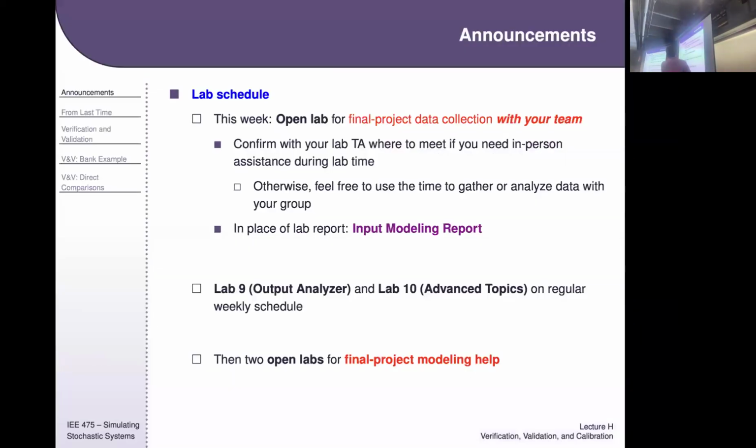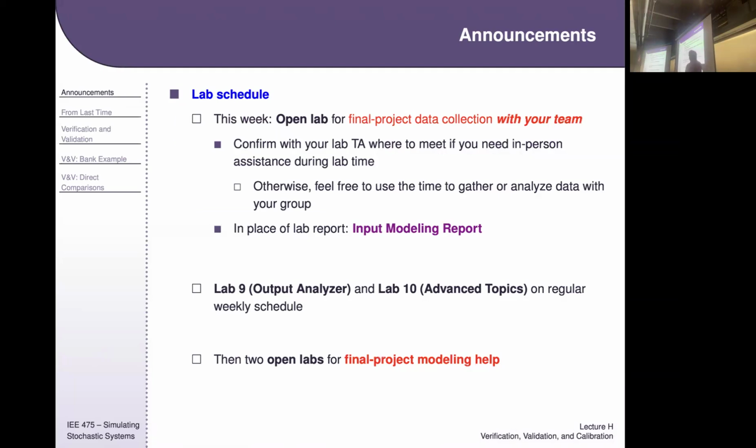Right, so, schedule. This week is for working with your team to gather some data, not all of the data you need for your input modeling report, which is effectively the lab report for this week.